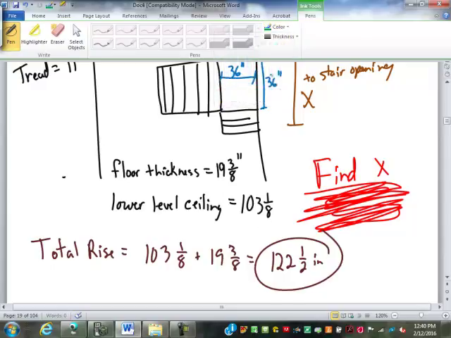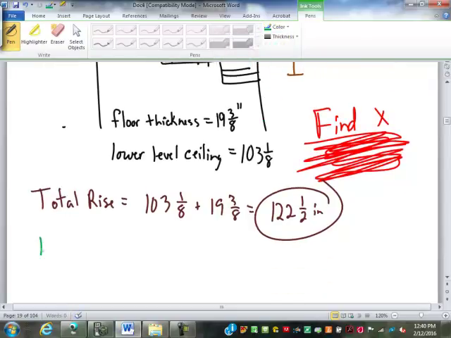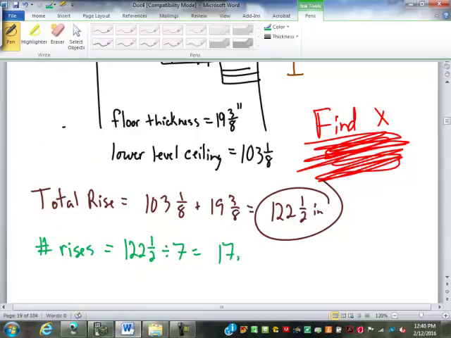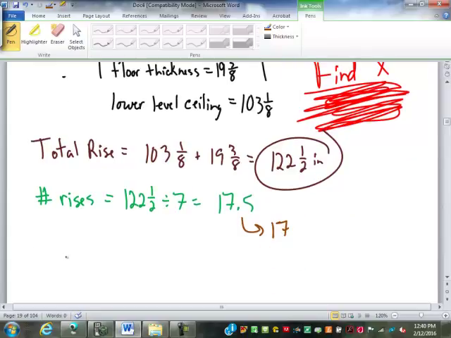What's our next step? Find the number of risers. 122 1/2 divided by 7, which gives us 17.5. Now I purposely did that because it's exactly in the middle of 17 or 18. So let's try it. What do we normally do? Round up or down? Down to 17. Let's see what that'll give us at 17.